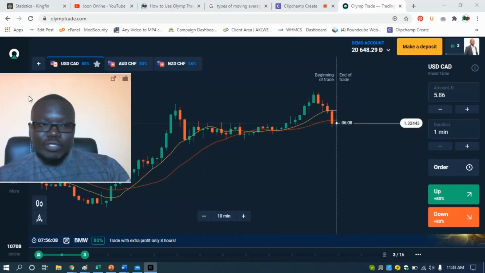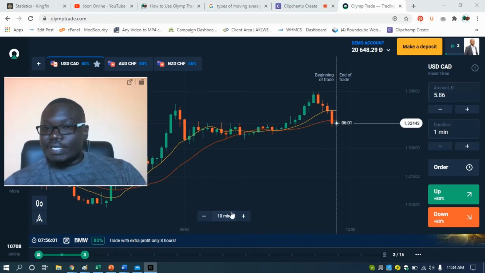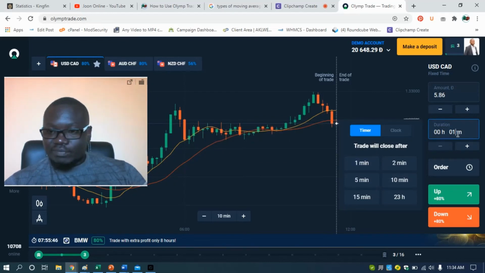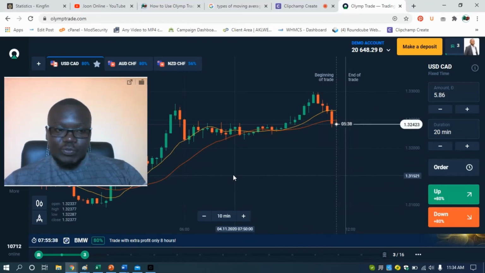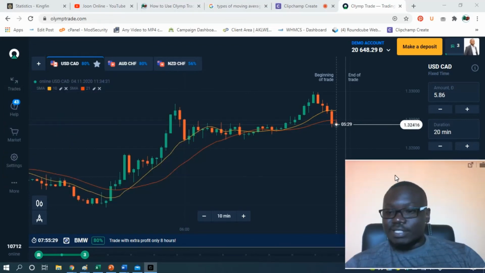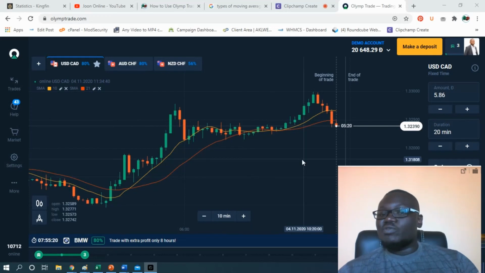So if you're doing FTT and your time frame is set to 10 minutes, then you can do a duration of, let's say, 20 minutes. So for 10 minutes we do 20 minutes. In short, what we are trying to do is set the duration to double the time frame on the chart. Okay. So if the time frame of the chart is at 10 minutes, we do a duration of 20 minutes. If it's at 30 minutes, we do a duration of 60 minutes.